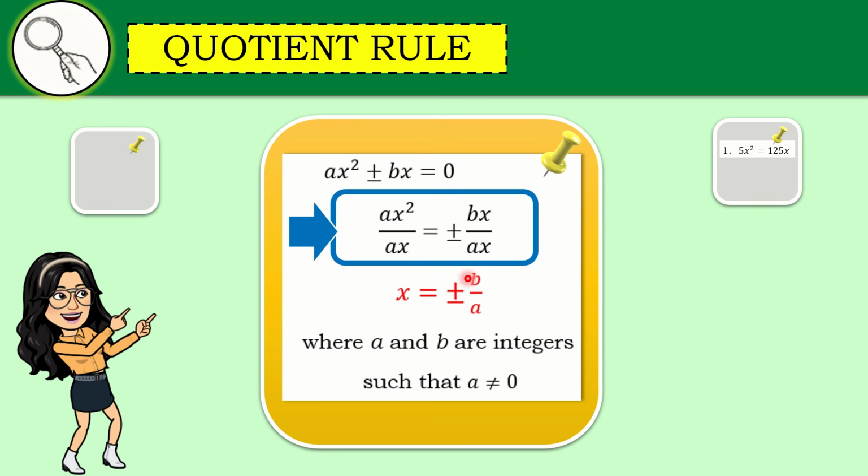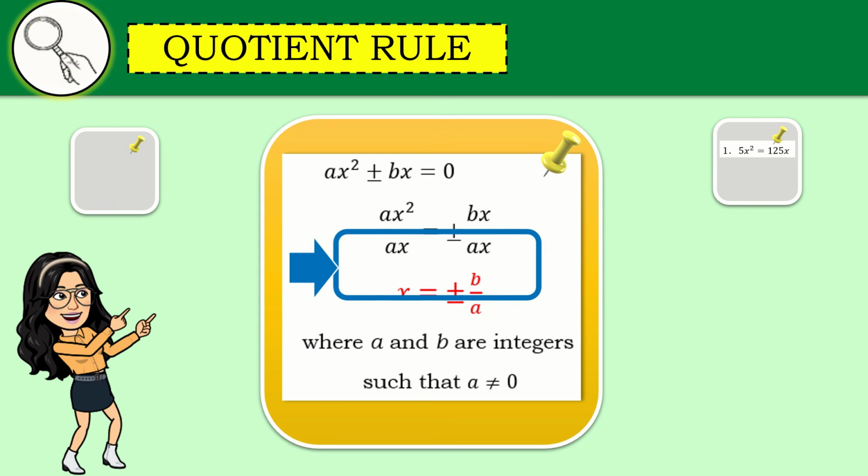So our roots will be positive b over a, and the other one is negative b over a. So this one is making use of the quotient rule, since the exponent in the numerator is 1, minus the exponent in the denominator, which is also 1. So 1 minus 1 is 0. Any number raised to the power of 0 is equal to 1. That's why you have only b over a here. Let's try to see some examples.